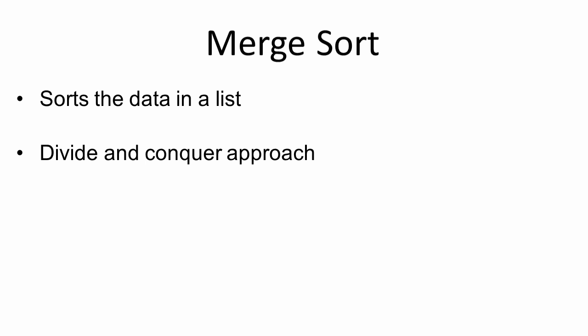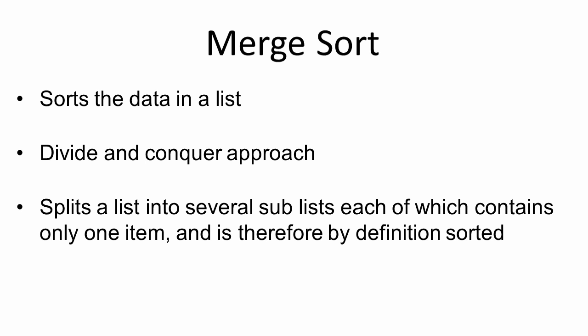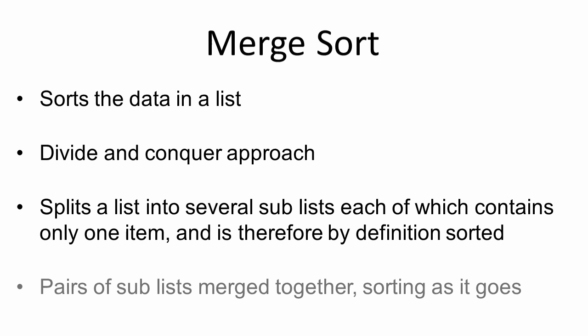There's one more algorithm I'd like to consider then, and that's the merge sort. The merge sort, of course, sorts the data in a list. It takes a divide and conquer approach. It does so by splitting a list into several sublists, each of which contains only 1 item and is therefore, by definition, sorted. Then, pairs of sublists are merged back together, sorting as it goes.